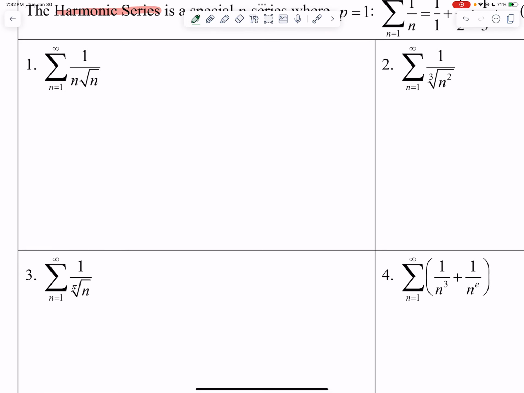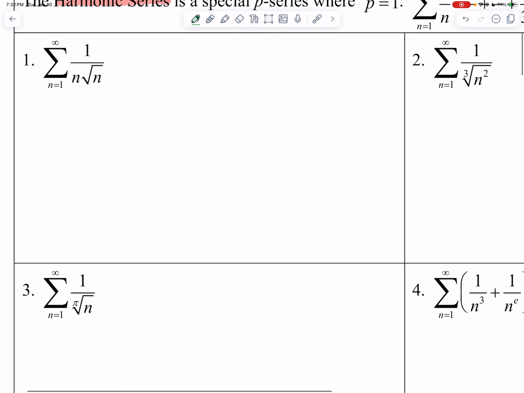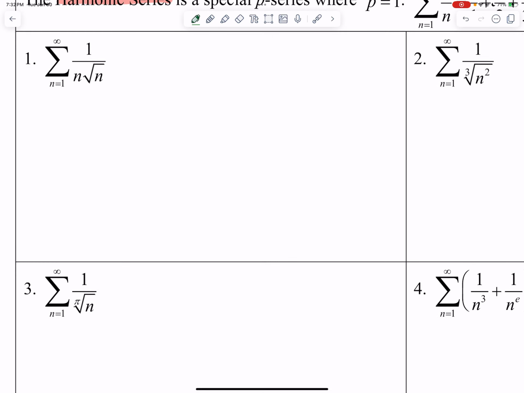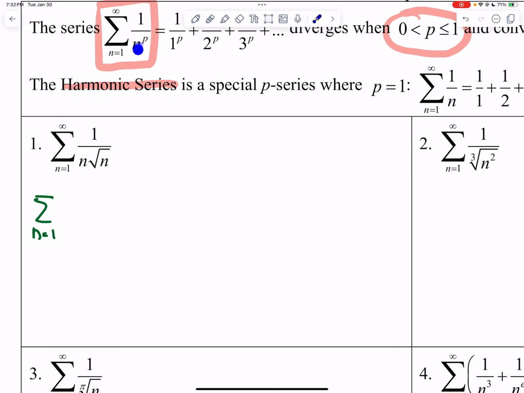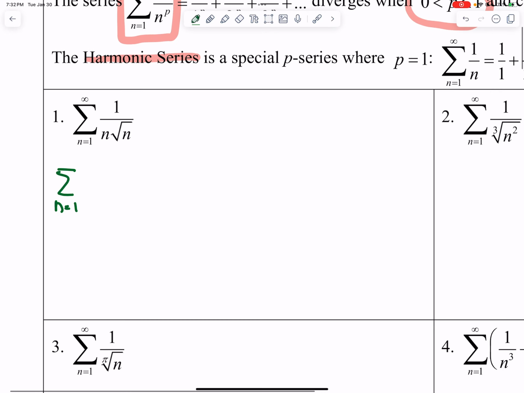Number 1, we kind of did this already using the integral test, which was kind of a mess. So lucky for us, we have a little shortcut, aka the P-series test, and this is going to help us. I want to make sure that it looks like n to the p power, and then we're going to see if the exponent is greater than 1, or if it's between 0 and 1.